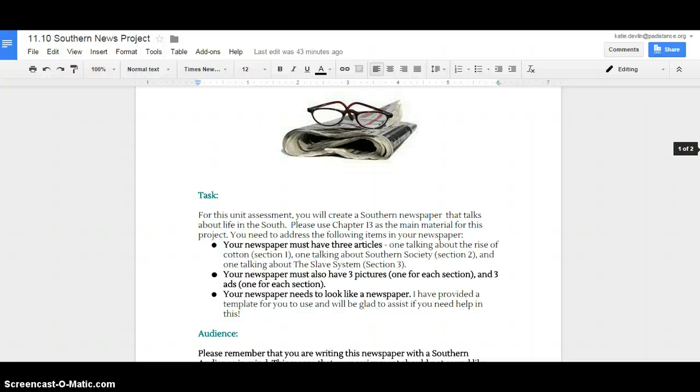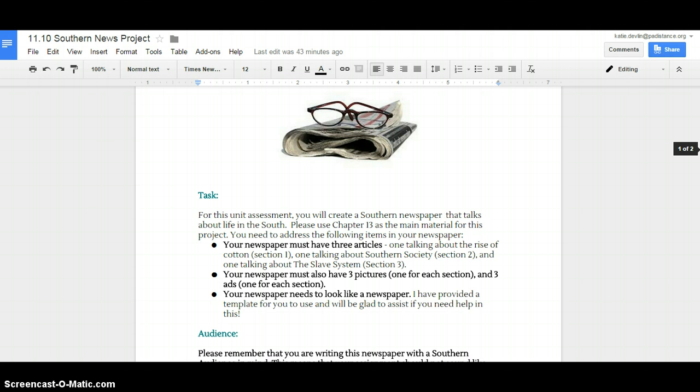Your newspaper must have 3 articles. What does this mean? There were 3 sections in the chapter. Section 1 talks about the cotton industry. Section 2 talks about Southern society. And Section 3 talks about the slave system. You are writing an article based on each of these sections. Don't worry, don't get stressed out about this. I've provided further information that will really help you out in this situation. So don't worry, we've got this.